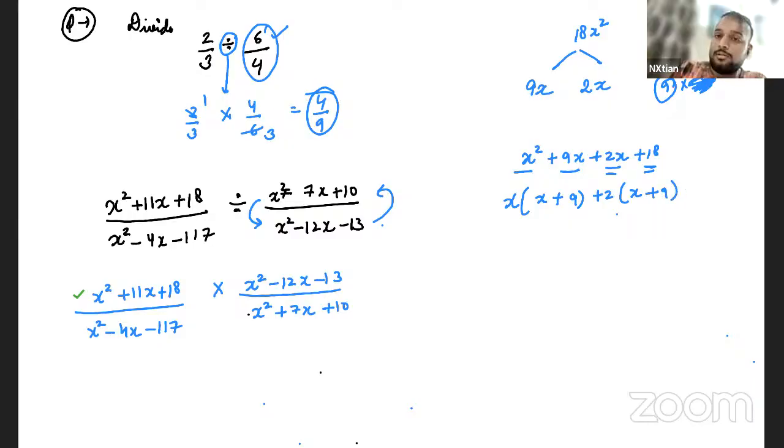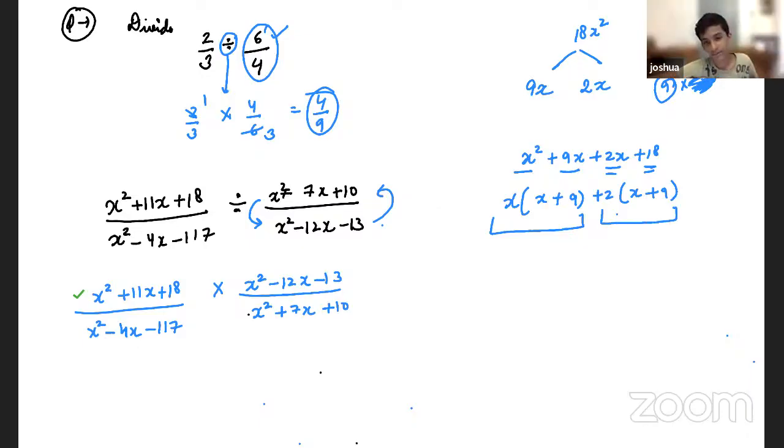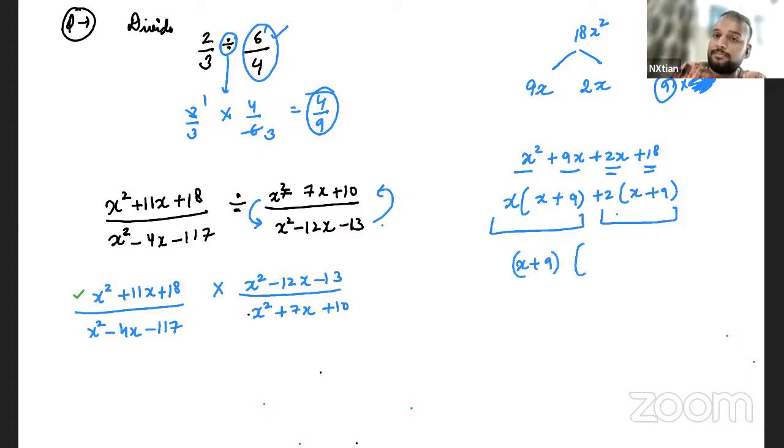Understood? Now what is the common between these two numbers? x plus 9 will come out. What will remain behind? x and 2. x plus 2. These are the factors. So I will write instead of this. Understood?